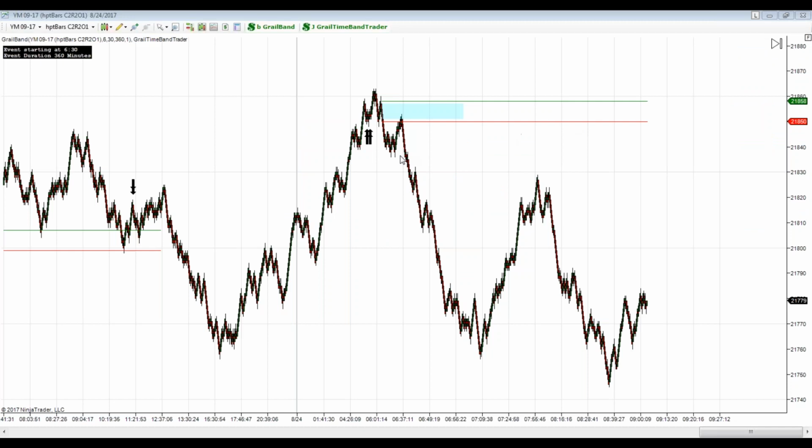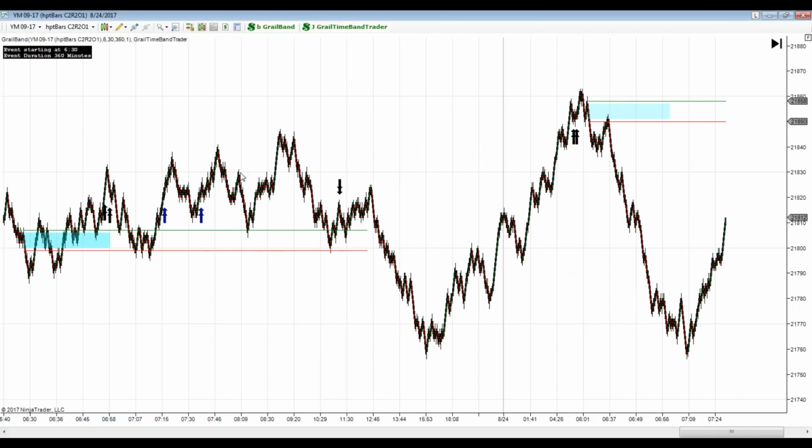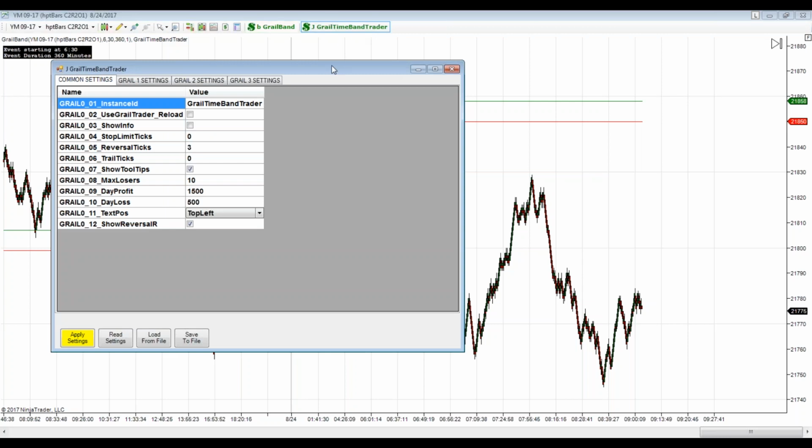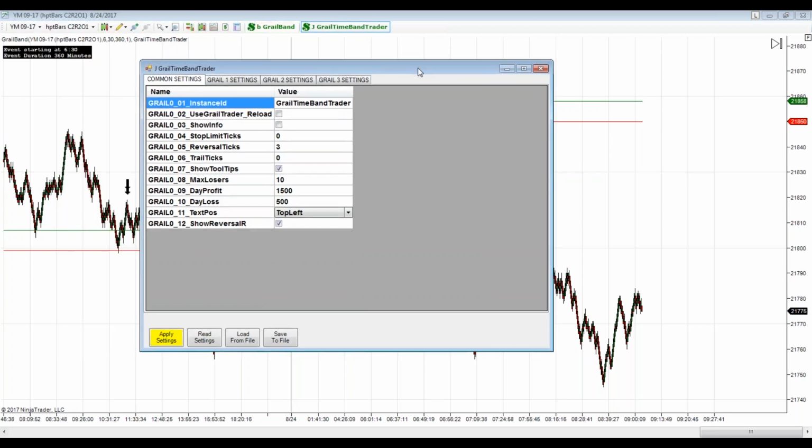All right, so things are not matching up here. You know, I'm getting arrows here and I'm getting arrows out here, right? Well, they're not matching up. And of course, the reason that they're not matching up is, like I said, you need to also set your times in here. All right, once they're set, they're set. Just like everything else, the Grail time band trader just works like all the other Grails. We have a Grail 1, we have a Grail 2, and we have a Grail 3. And I'm going to go through what each one of those means, okay?